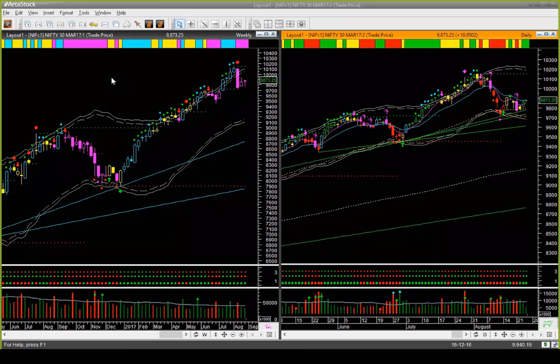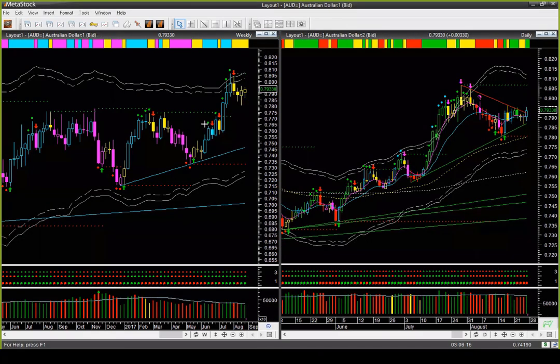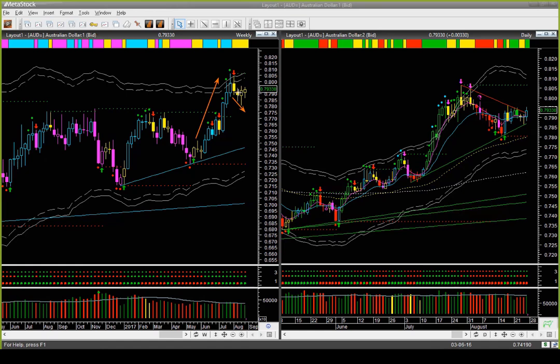Let's look at the Australian dollar. The Australian dollar in the weekly chart went up strongly, came down a little bit, and then is moving sideways on a closing basis in the weekly chart. If we look at the lows of the last two weekly candles, it seems to be going up.